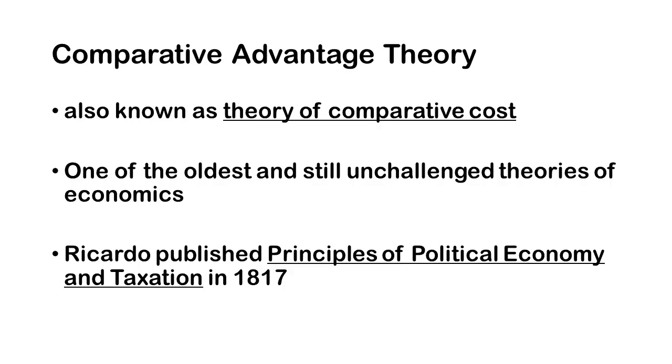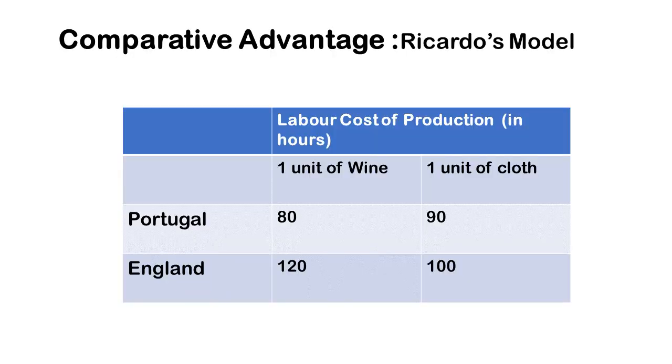Now let us examine comparative advantage theory developed by Ricardo. This is also known as the theory of comparative cost, and this is one of the oldest and still unchallenged theories of economics. As you all know, Ricardo published his Principles of Political Economy and Taxation in 1817, and here we are using Ricardo's own model, the hypothetical example used by Ricardo to explain comparative advantage theory.